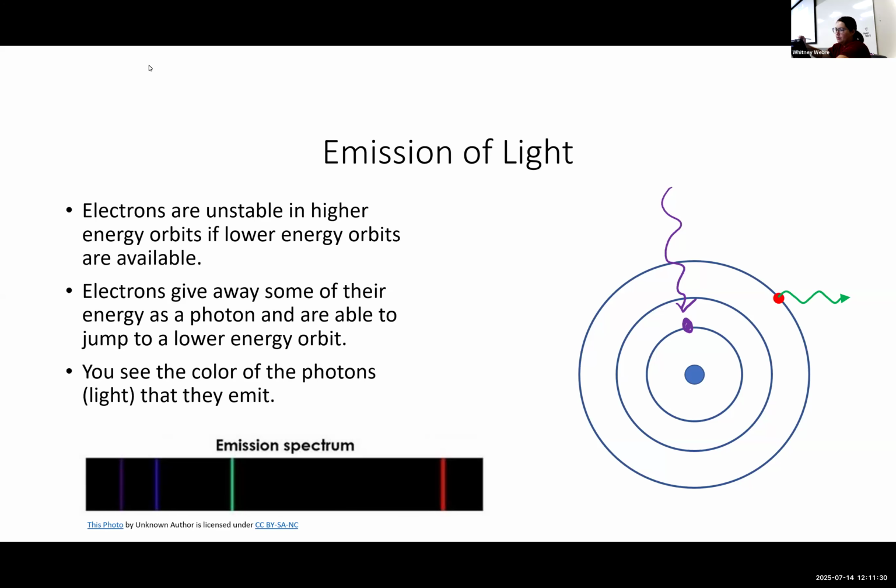So the electron absorbs the energy from the light and moves to a higher subshell. Electrons are unstable in higher energy orbitals. It only happens for a very short time. It always will come back to the lower energy state. But this is just what happens when absorption is happening. For that moment, it is in the higher state. Then electrons give away some of their energy as a photon and are able to jump to a lower energy orbit. And then you see the colors when they're emitted.